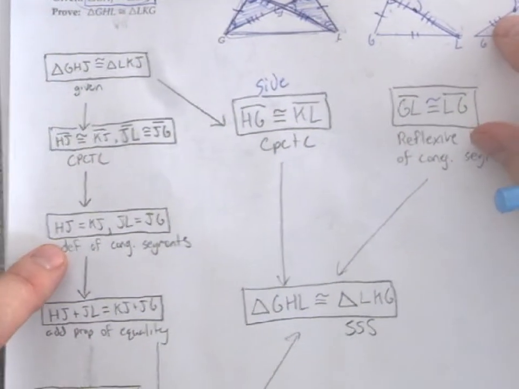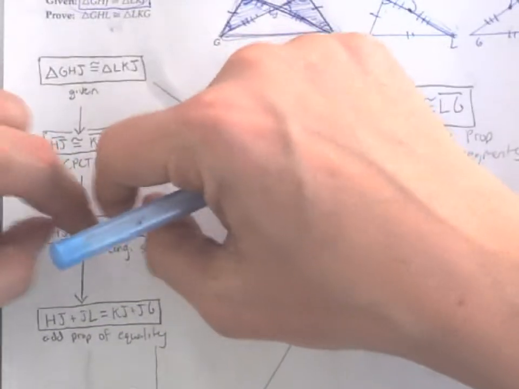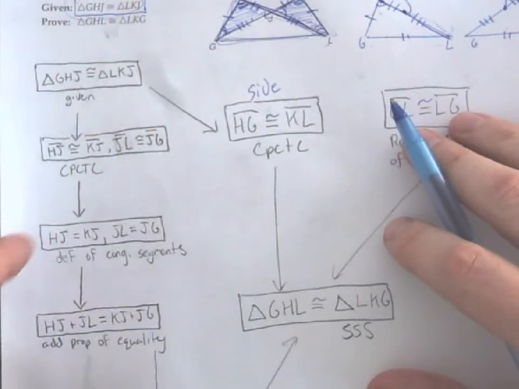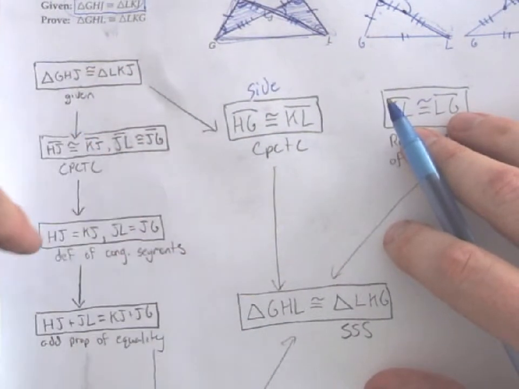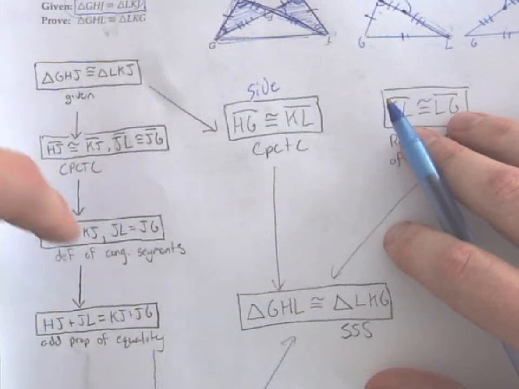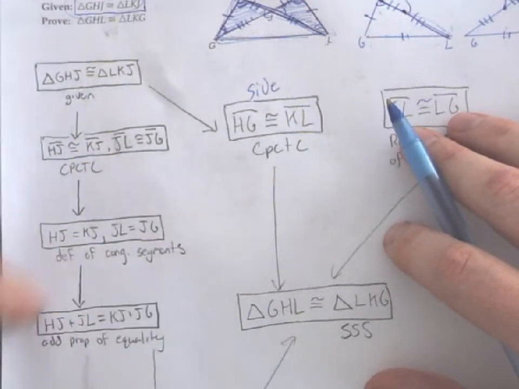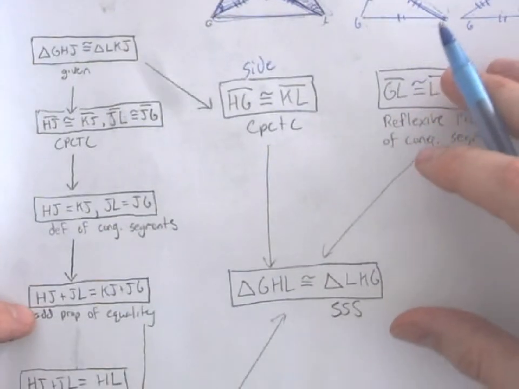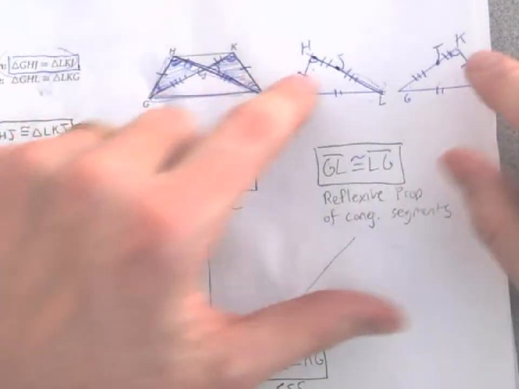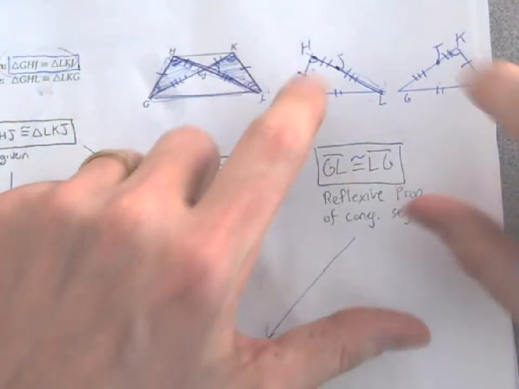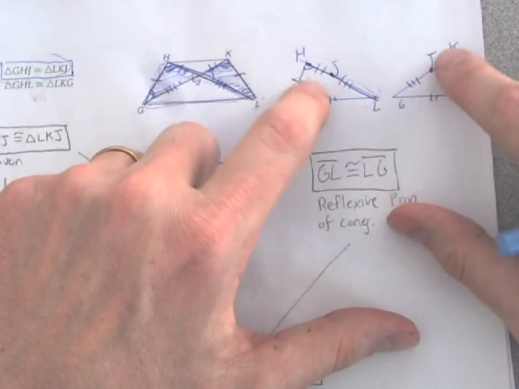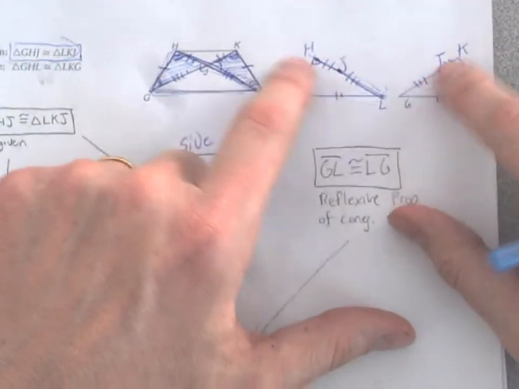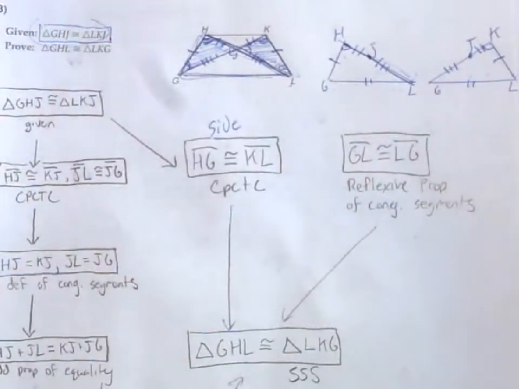Okay, then the tricky part is when I add these two statements together. So I add this statement to this statement: HJ plus JL is equal to KJ plus JG. That's actually the addition property of equality, saying if I add equals to equals, then I get equals. So if I add equals to equals, the results are equal. That's kind of what's going on there.